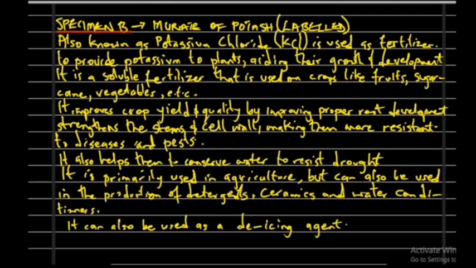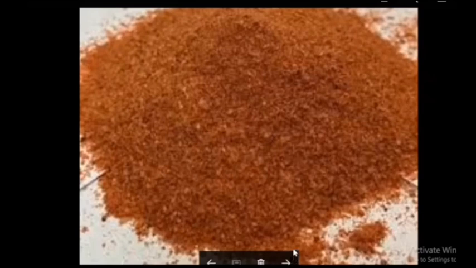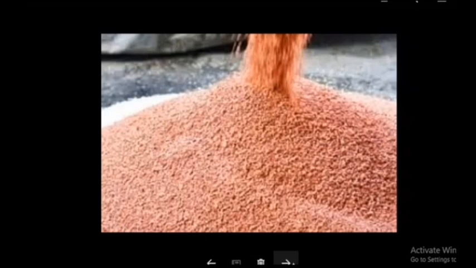So these are some of the things that we need to know about this specimen, which is called muriate of potash. It is also used agriculturally to improve crop and soil fertility or health. So this is what we refer to as the muriate of potash. You can see how it looks. This is another example of it when it is more or less powdered. That is what muriate of potash looks like.